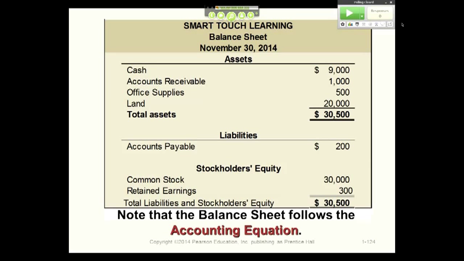All right, so those are, so far, the primary financial statements. The fourth is cash flow, which we'll get to. Yes?